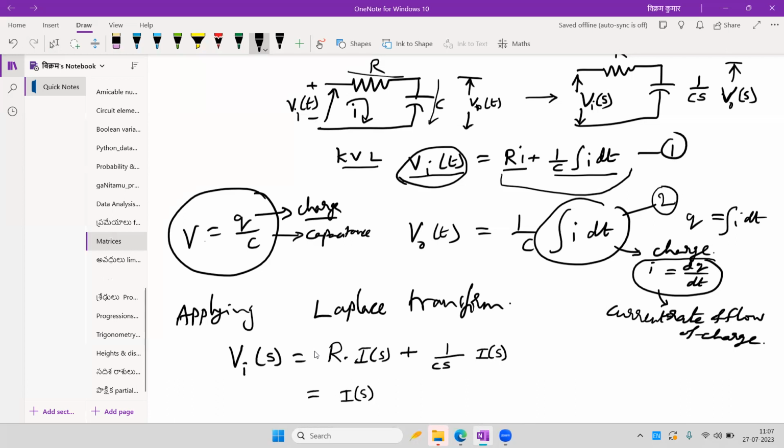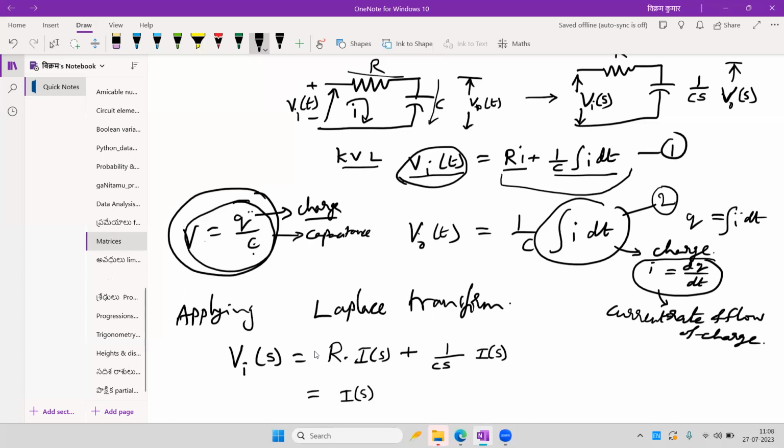The output has only a capacitor. So it is like C. V is equal to Q by C, charge by capacitance. But Q is nothing but the integration of i dt. Only one element, the capacitor, is there at the output.